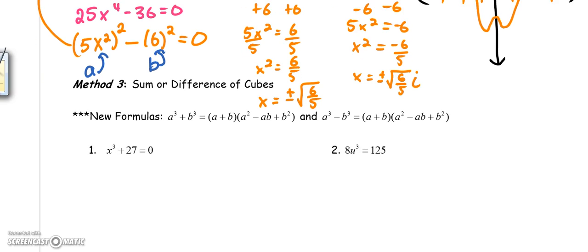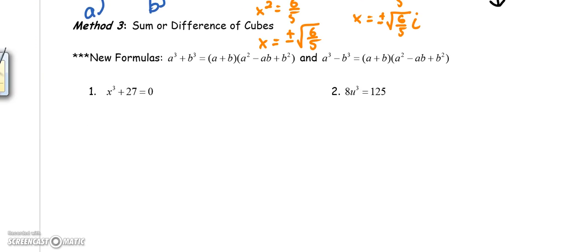All right, moving on to our next method, the sum or difference of cubes. These are two new formulas, but they work kind of similarly to the difference of squares. So we are going to work on them. With the first one, we're already equal to 0 and there's no GCF. Now this would match with the sum of cubes formula.